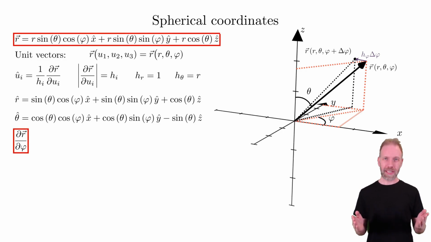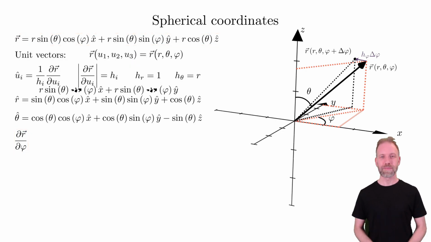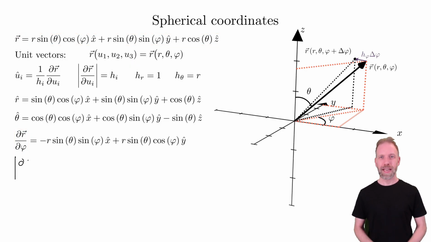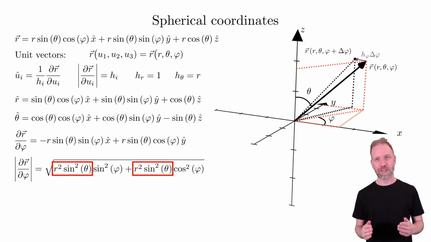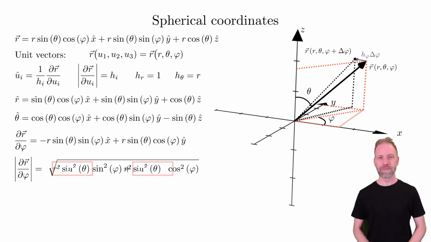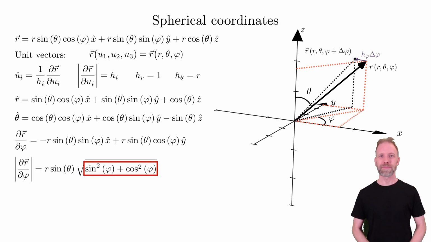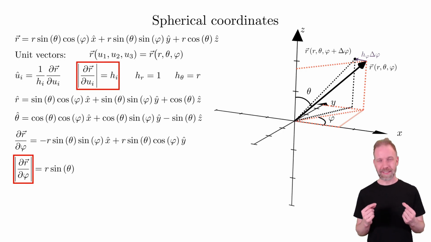Calculate the partial derivative. Next, we need the length of this partial derivative. We can place r sine theta outside the square root. And this is 1. The length of this vector is the scaling factor h phi.